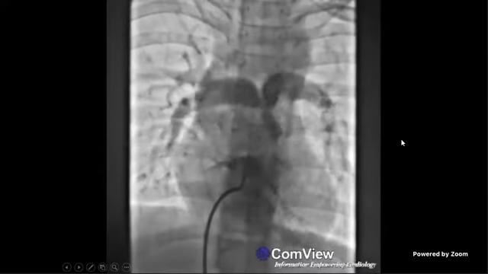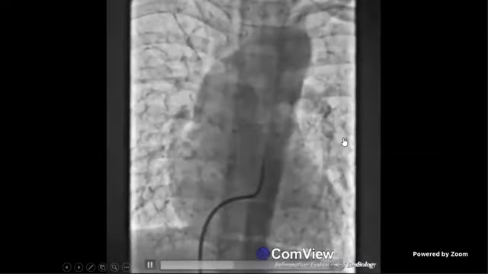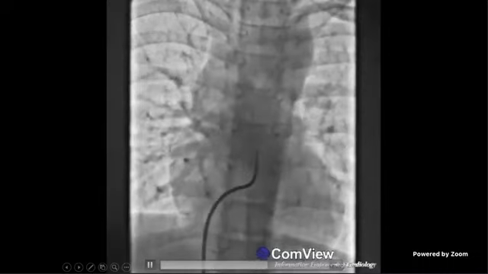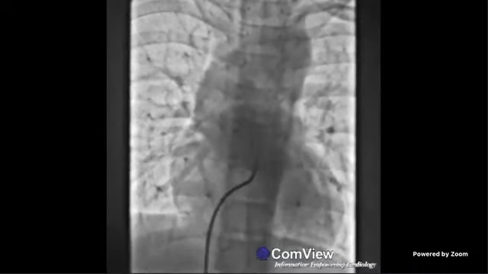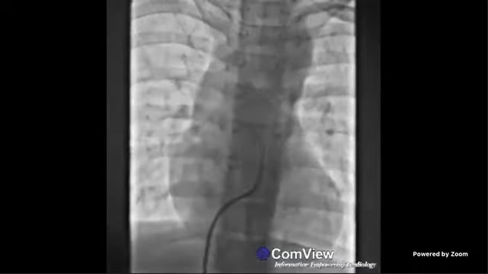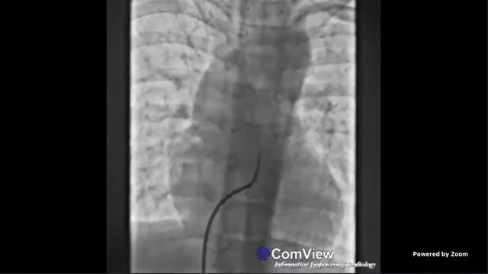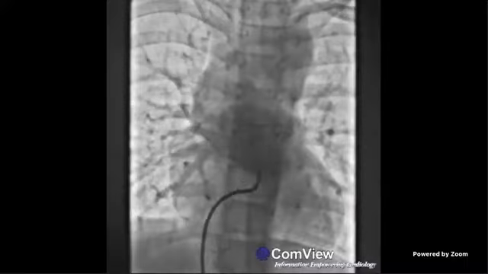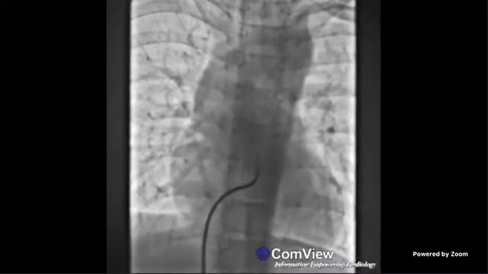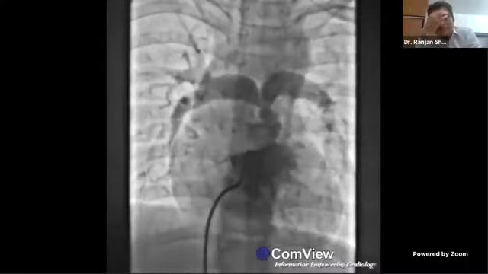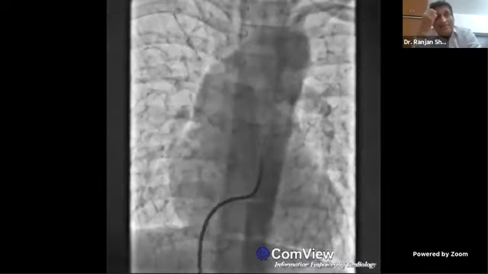Sir, since I am able to see filling of both great arteries at the same time, that's a defect. Septal defect is also there, sir. So my diagnosis is stenosis of the pulmonary artery, VSD with stenosis of the pulmonary artery.